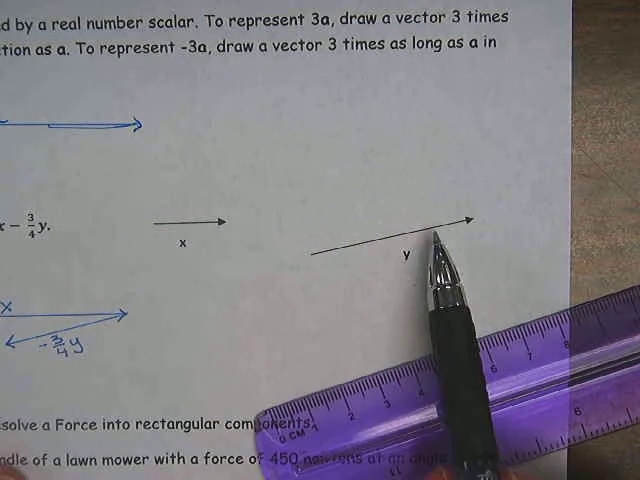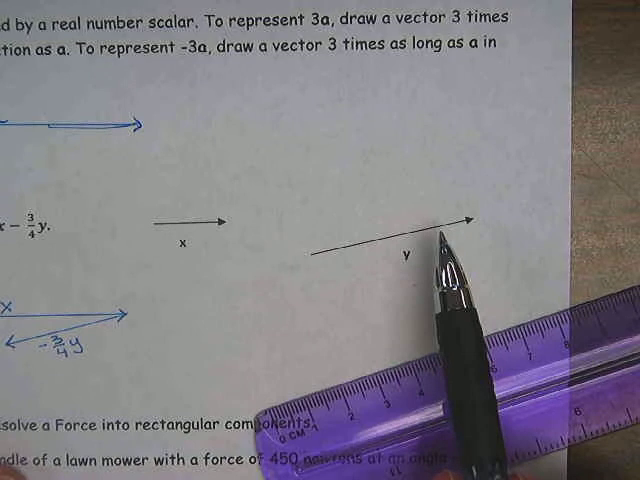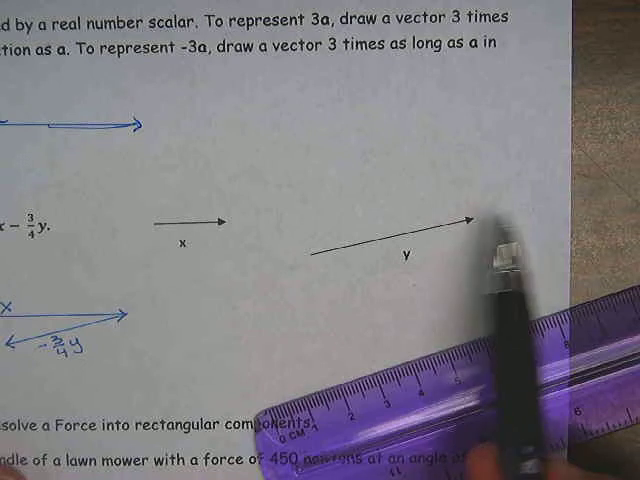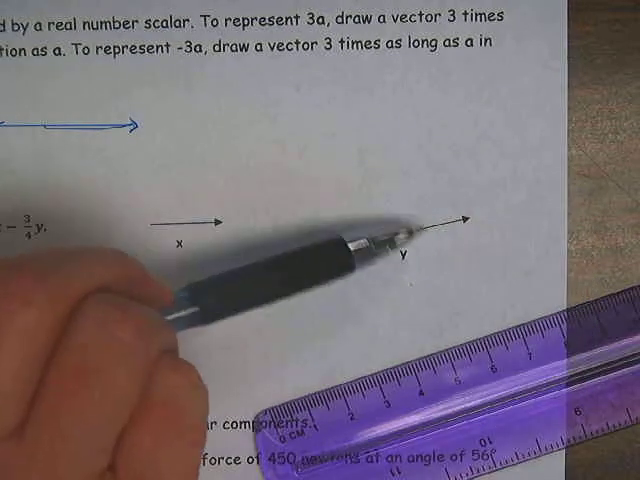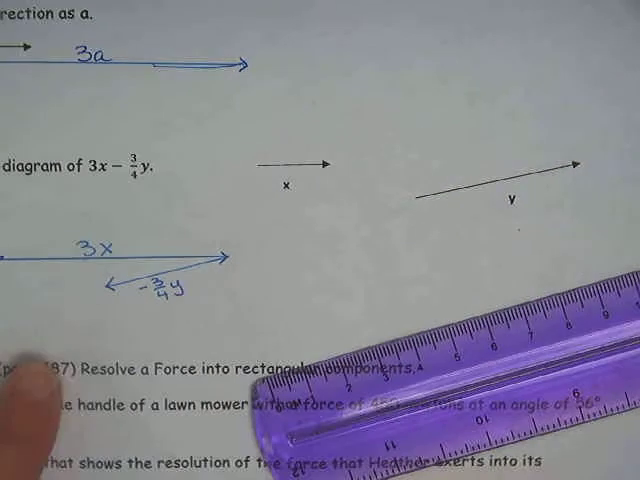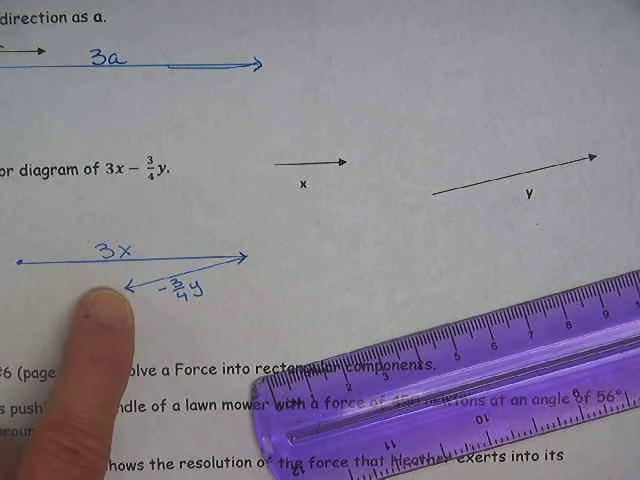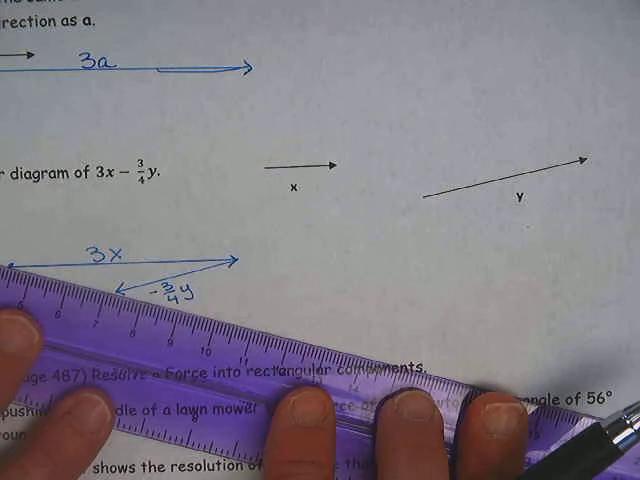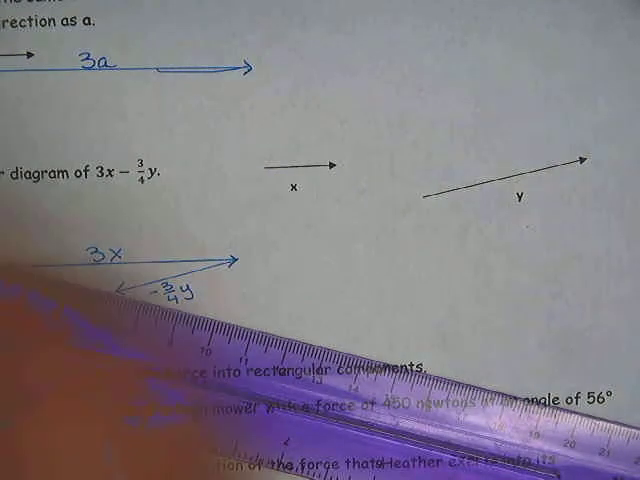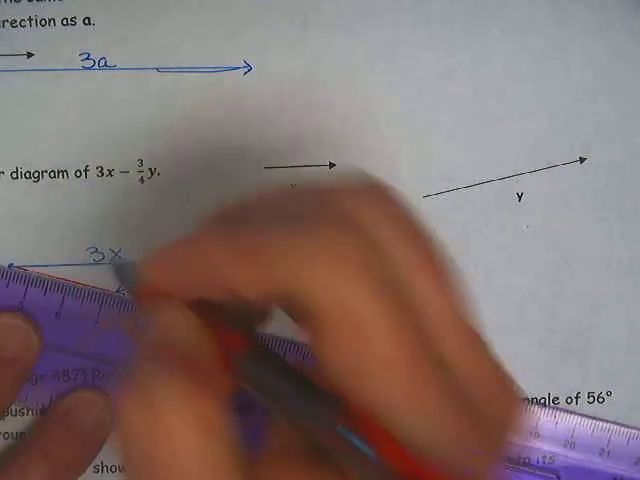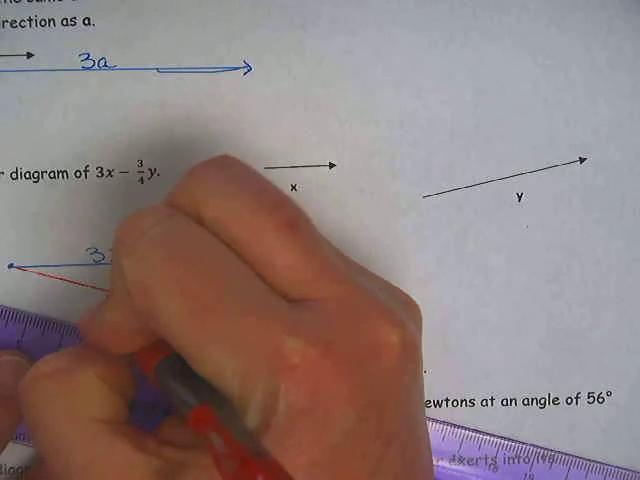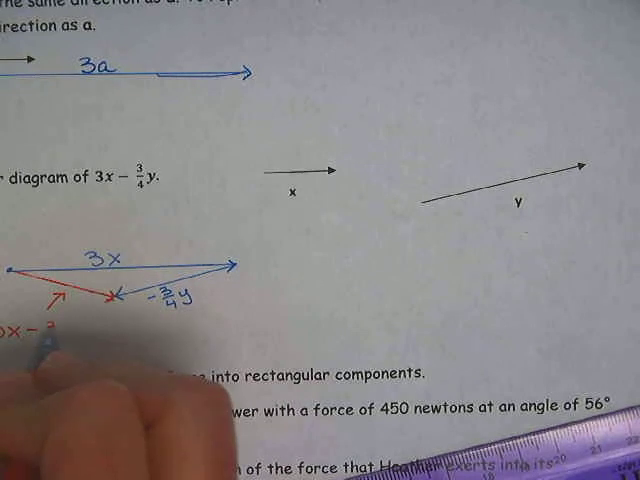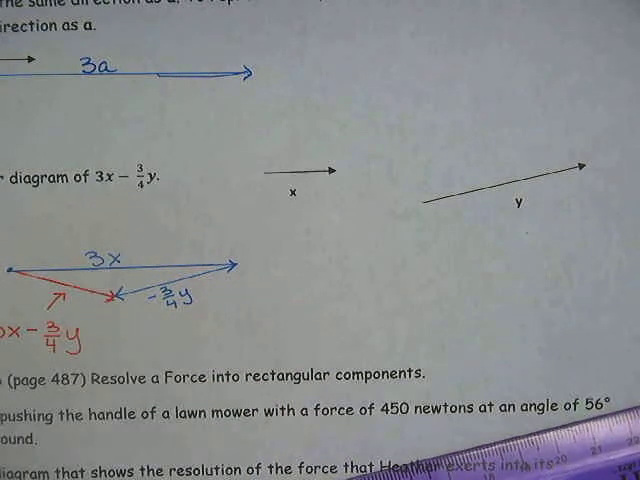So I took the length and I multiplied it by 0.75, and then when I drew the vector, instead of having the arrow pointing in this way, I switched it, and this represents negative. So the resultant vector would be here, connecting the tail to the tip. And this vector right here would represent 3x minus 3/4 y.